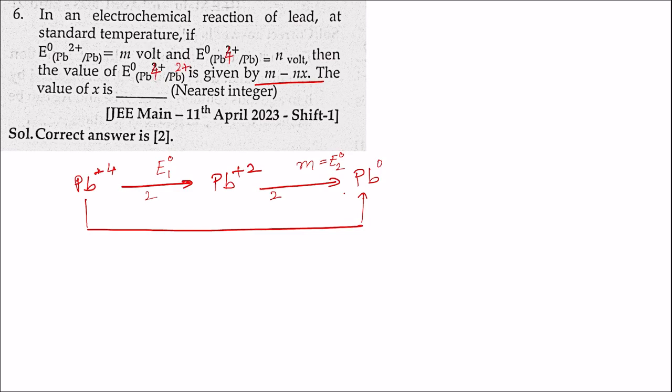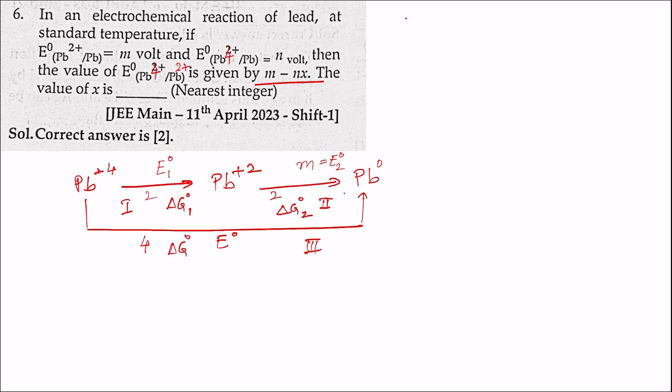Next is lead from +4 oxidation state directly changing into lead in 0 oxidation state. Here the number of electrons involved will be 4, and let the E naught value of this step be E naught. Now let this be step 1, this is step 2, and this is step 3. So for step 1, delta G value is delta G naught 1. For step 2, delta G naught 2. And for step 3, delta G naught.